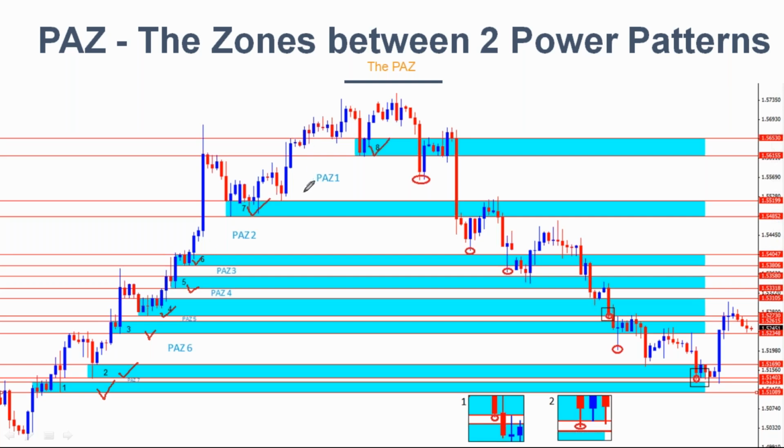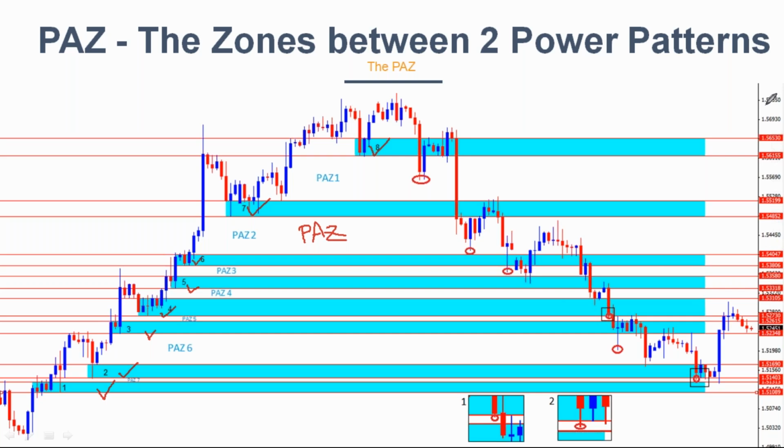And the space between two FTRs is called a PAZ. Friends, you have two demand FTRs, and the space between two demand FTRs is called a PAZ. Yes, Chandra, that is correct. Friends, very simple: the zone between two power patterns.